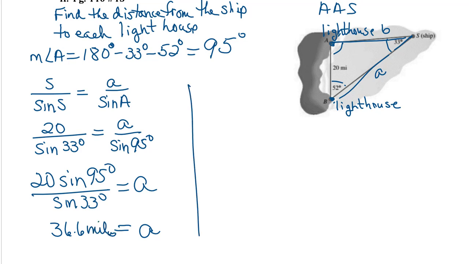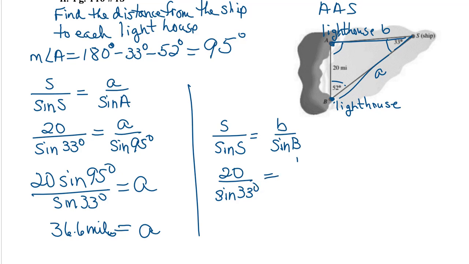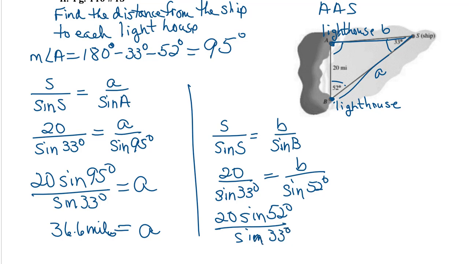And now we can do the same thing with B. So again, we're going to start with using S and side S because they are given and they are accurate. So again, we're going to do S over sine S is going to equal B over sine B. So we know S is 20 miles. Sine of 33 degrees has to be equal to our side B, which we don't know, divided by the sine of our angle B, which is 52 degrees. So solving this for B, we have 20 sine 52 degrees over sine of 33 degrees. And putting that in a calculator, we get that B equals 28.9 miles. So now we know how far the ship is from both lighthouses.